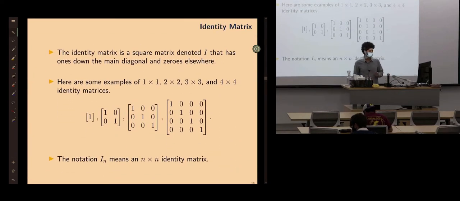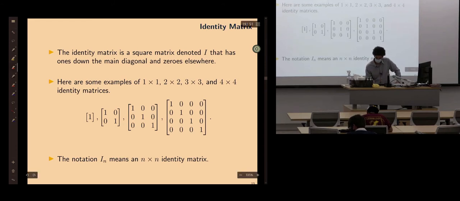Now, a note on the notation. We usually show the identity matrix using I, right? The initial of the identity. Sometimes, to emphasize the dimension size of the matrix, for example, if it's n by n, we write I subscript n. So I2 means 2 by 2.